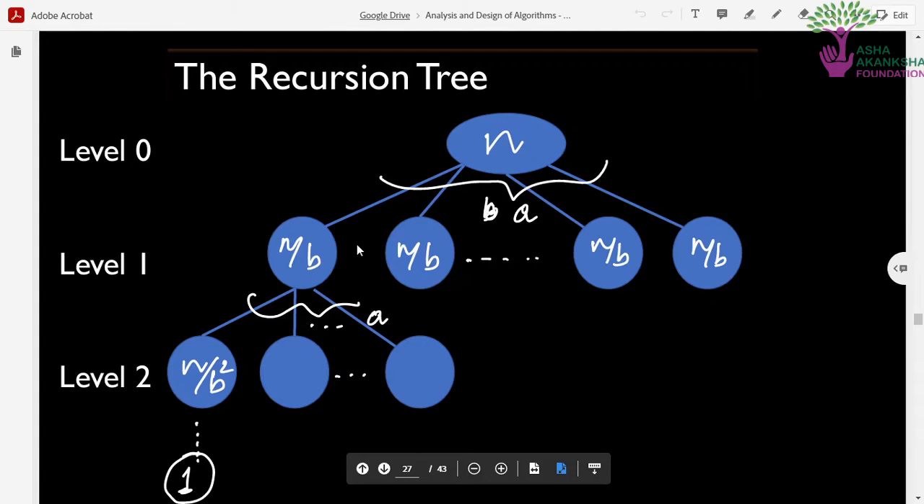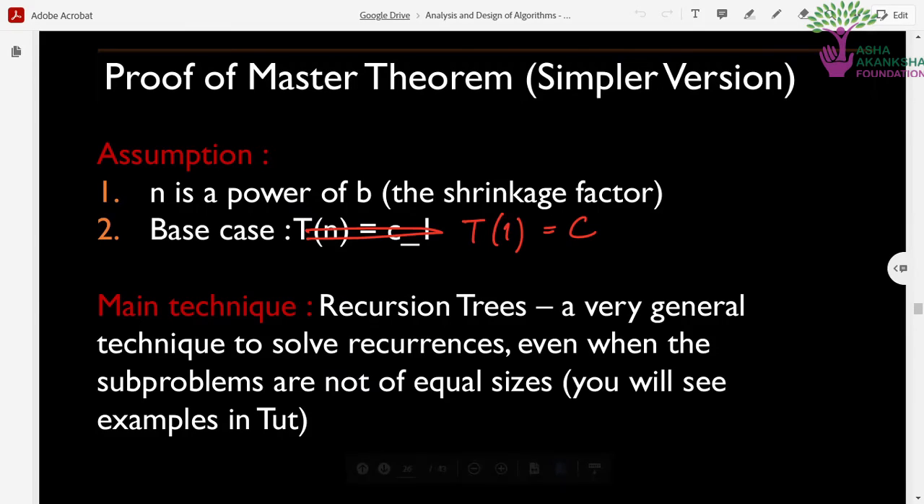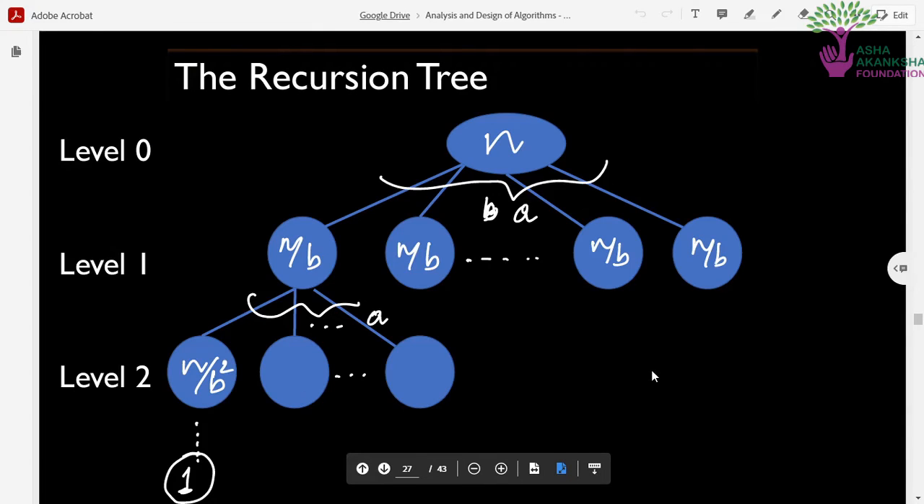After each level, the size keeps on reducing by b. In level number 1, it was n by b. In level number 2, it became n by b square, and similarly it will keep on reducing until it becomes 1. Why 1? Because we took the base case for size 1 only, so it will keep on reducing until it becomes 1.